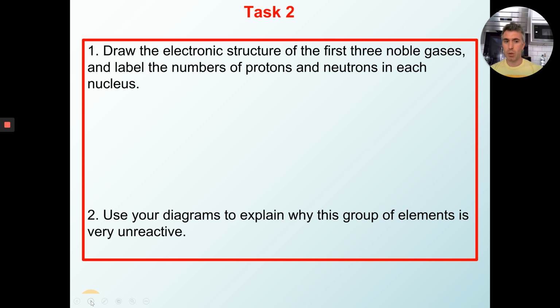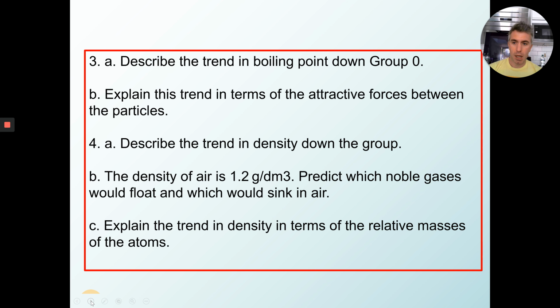Pause. Do it. Number 3. Describe the trend in boiling point down group 0. As you go down the periodic table, how does the boiling point change? Explain this trend in terms of the attractive forces between the particles. That's going back to the beginning of the GCSE. Why do things boil? When you're changing state, what's happening, and why is it easier for something to boil than something else? It's about those forces between the molecules or particles.